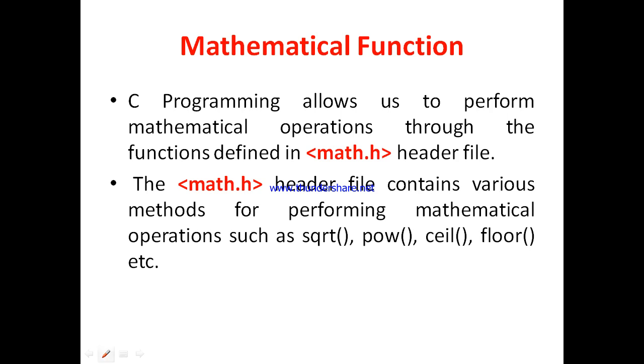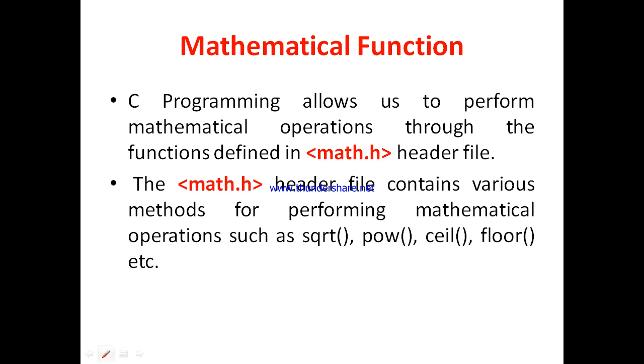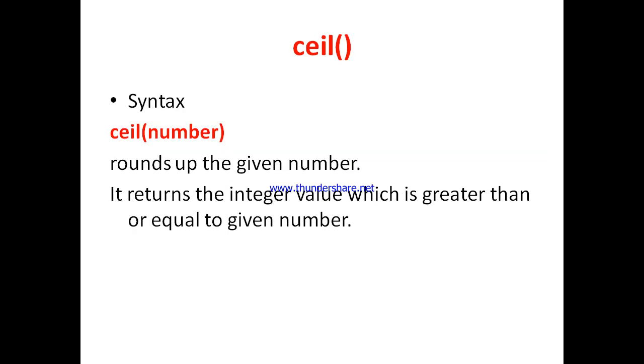Mathematical functions in C language are defined in the header file. The name of the header file is math.h. Now math.h contains various methods for performing mathematical operations such as square root, power (pow), ceil, floor, etc. Now let us see all the functions one by one.